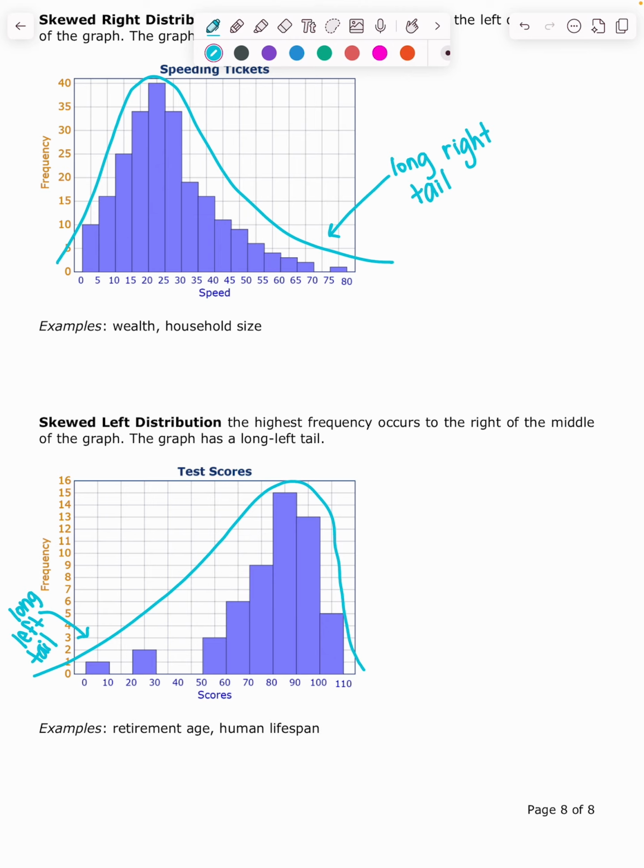Other examples are retirement age. Most people retire when they're older. Very few people retire when they're younger. And human lifespan, similar sort of thing. Most people die when they're older. Very few die when they're younger. So these are our distributions, the different shapes of them, and the types of data that you could see for the different types of distributions.